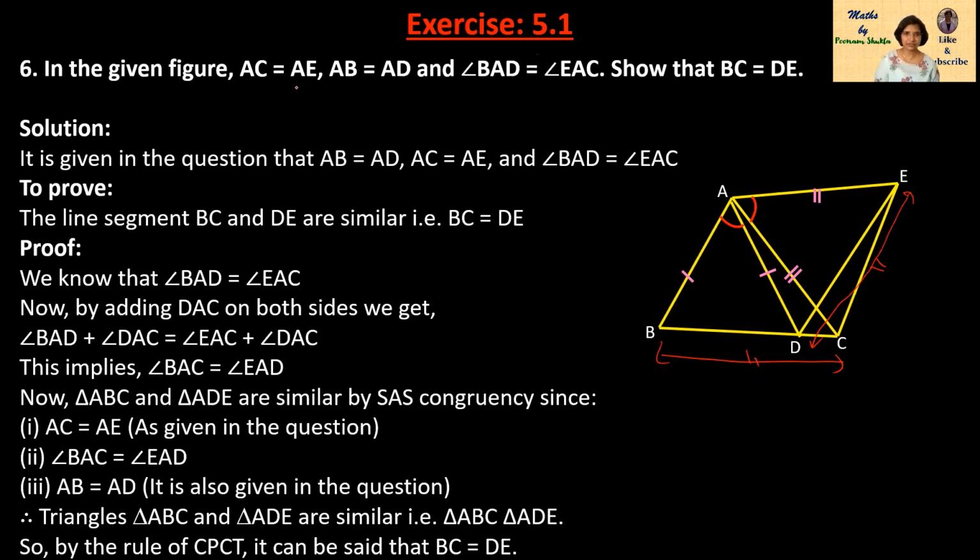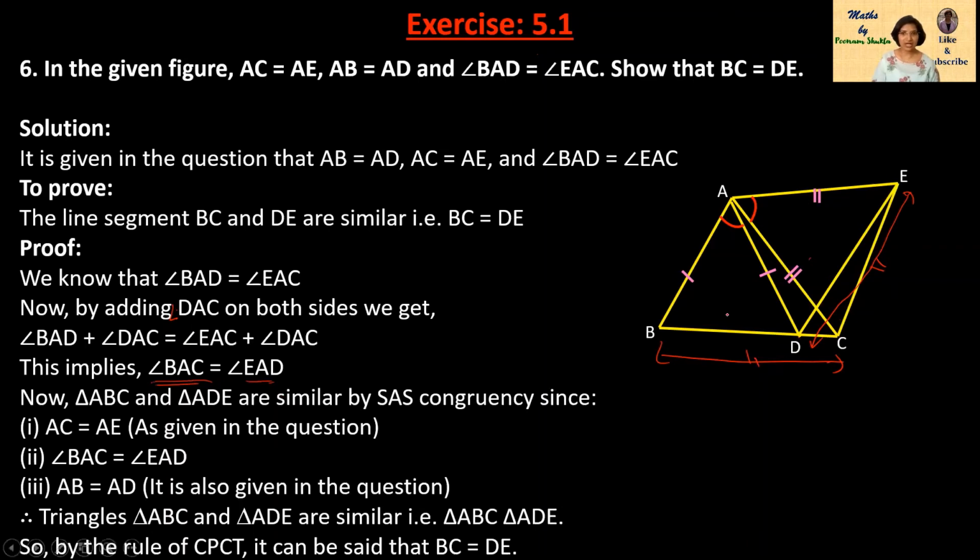First, we will write what's given. So it is given that AC equals AE. These two sides are equal, and these two sides are equal, and this angle is equal. So we know that angle BAD equals angle EAC, these two angles. So we are adding here angle DAC, which is not given, in both. So when we add, it will also be equal, right? And it will become angle BAC, and this will become angle EAD, right? So these are the equal angles.